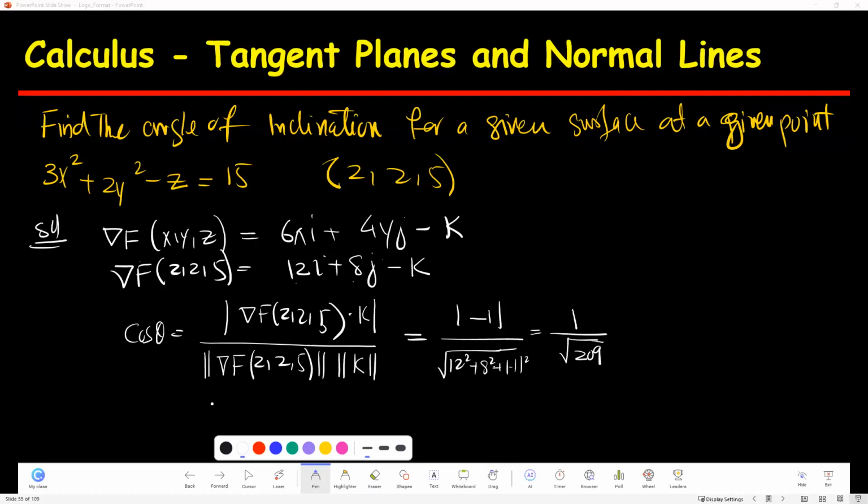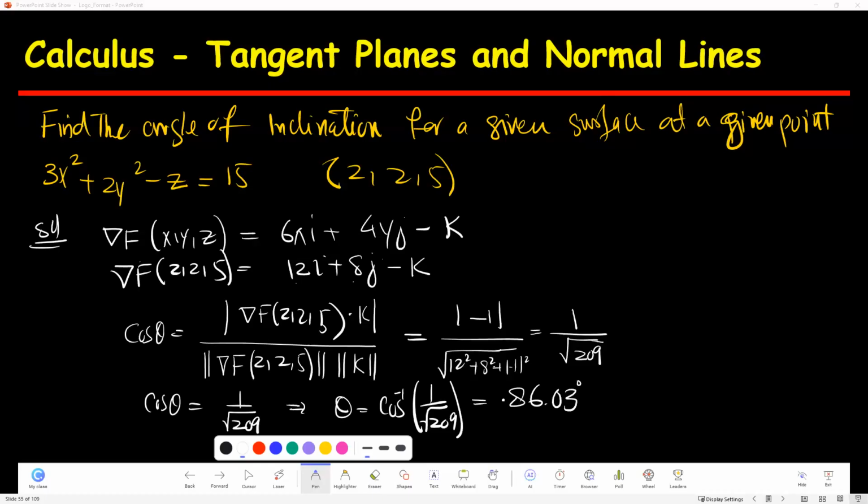I'm going to divide them later, but I'm going to say cos theta equals 1 over 209. And if you find theta, it is cos inverse 1 over 209. If you solve it, the answer would be 86.03 degrees.